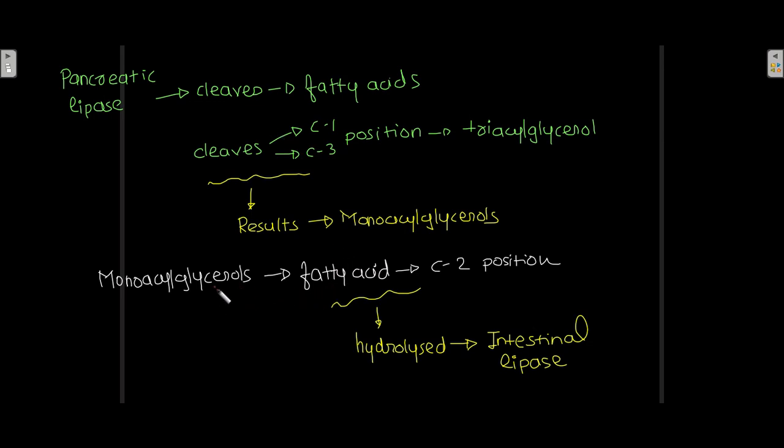In these monoacylglycerols, the fatty acid molecule at the C2 position is hydrolyzed by intestinal lipase. So pancreatic lipase cleaves the fatty acids at the C1 and C3 positions, and the fatty acid at the C2 position is hydrolyzed by intestinal lipase. So two enzymes are working here, pancreatic lipase and intestinal lipase.